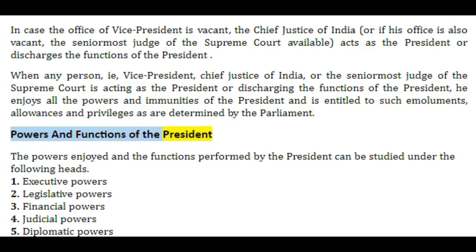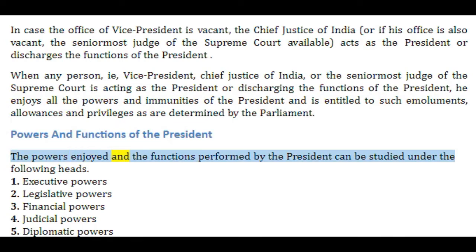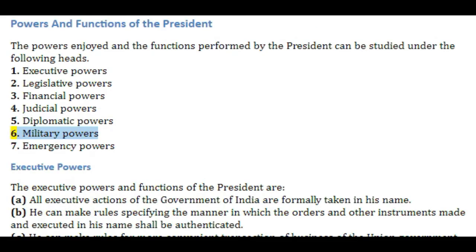Powers and functions of the President. The powers enjoyed and the functions performed by the President can be studied under the following heads. 1. Executive powers. 2. Legislative powers. 3. Financial powers. 4. Judicial powers. 5. Diplomatic powers. 6. Military powers. 7. Emergency powers. Executive powers.